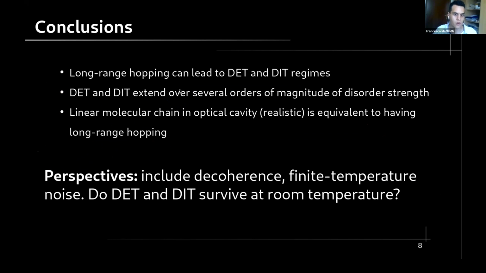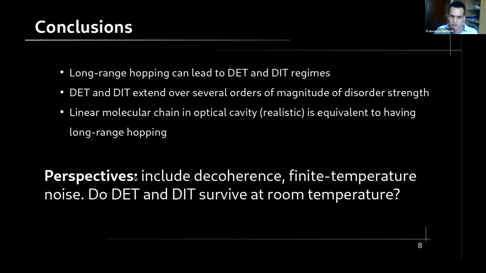As a conclusion, we have shown that long-range hopping can lead to disorder-enhanced transport and also disorder-independent transport regimes. These regimes extend over several orders of magnitude of the disorder strength. We have also seen that a linear molecular chain, a disordered chain in an optical cavity with a resonant cavity mode, which is a realistic model, is actually equivalent to having a long-range hopping through the sites of the chain.